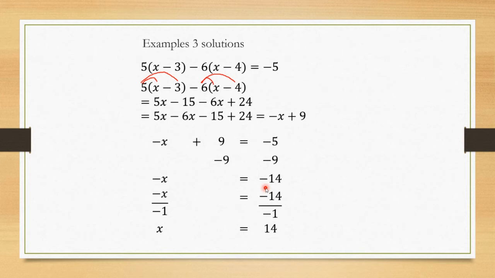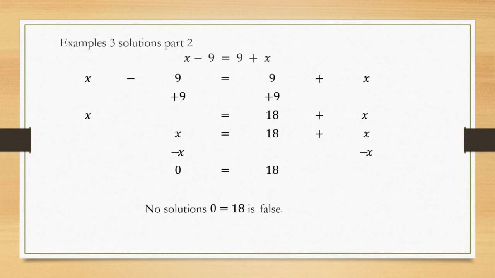Okay, for the next one, this was the original: x minus 9 equals 9 plus x. So let's try to get x all alone. I'm going to add 9 to both sides, and I get x equals 18 plus x. Well, let's subtract x from each side, since I only want x on one side. But what happens is I get 0 equals 18.